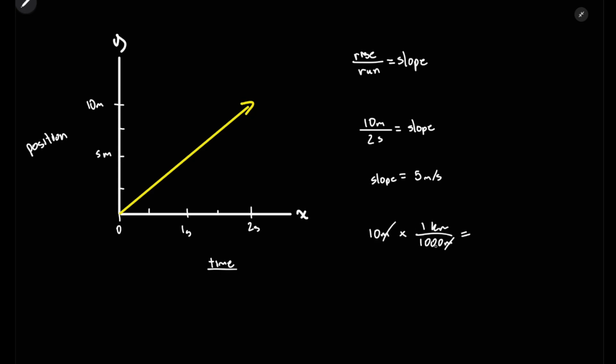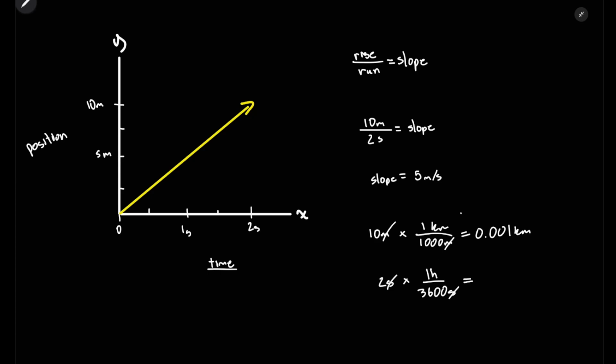And then we do 10 divided by 1,000, which is 0.01 kilometer. That's how many kilometers we have. And then for seconds, we have 2 seconds times how many seconds are there in 1 hour? It's 3,600 seconds. Right? So our seconds cancel out right over here.